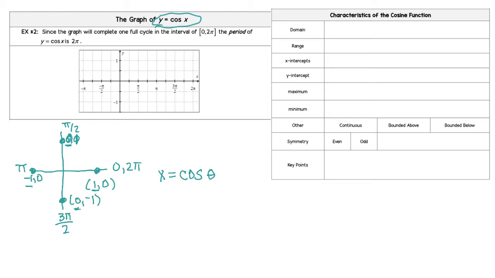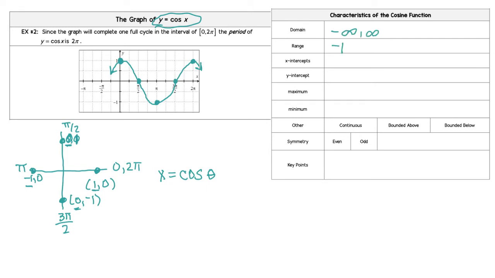So at 0, your x coordinate is 1. At pi over 2, you're at 0. At pi, negative 1. 3 pi over 2, 0. And at 2 pi, you're back around at 1. So now let's go through and connect these, and do connect them with a smooth curve. And make sure you have arrows on the ends of your curves. Now, again, answer your questions. Your domain is from negative infinity to positive infinity.